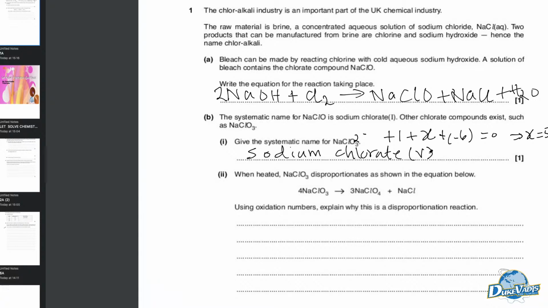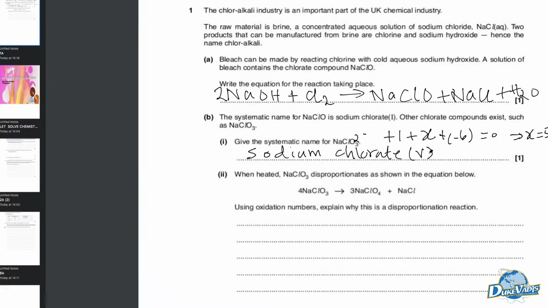So we are solving the questions. Okay, now part (ii): when heated, sodium chlorate(V) disproportionates as shown in the equation below. Using oxidation numbers, explain why this is a disproportionation reaction.